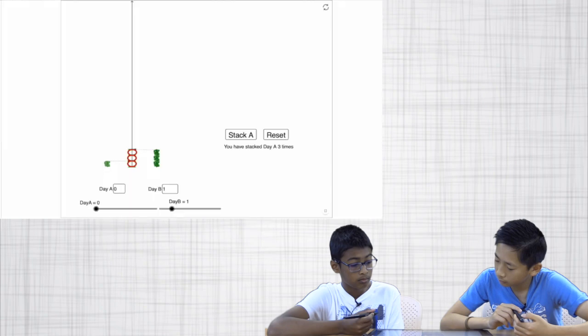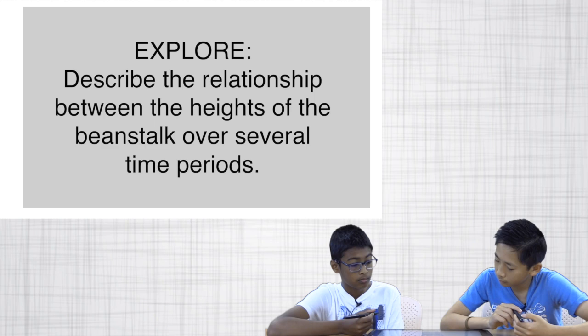In the previous episode, Arabindo and Josh used an applet to determine how a new magical beanstalk was growing. By comparing the heights at several different times, they found the beanstalk's height increased by a factor of 3 each day. In this episode, they will continue to think about how the beanstalk is growing. Specifically, they will describe the relationship between the heights of the beanstalk over several time periods.